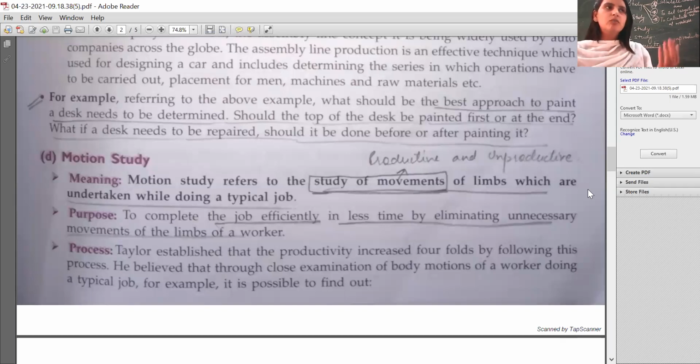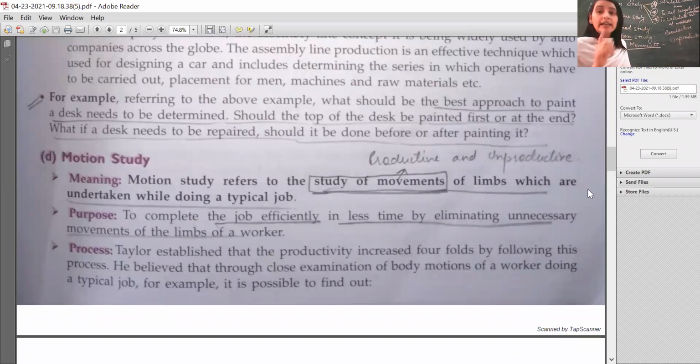Say the movement of material. For example, when the material is coming as a raw material to the company and then going out as finished goods, it has to go from department A to B, B to C, C to D. We can't avoid that movement. That movement is required to complete the production process. So these are productive movements. Got it?